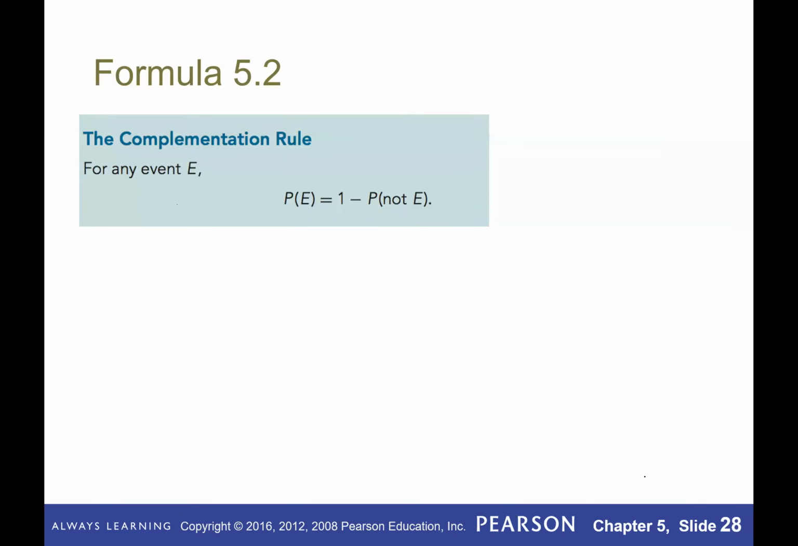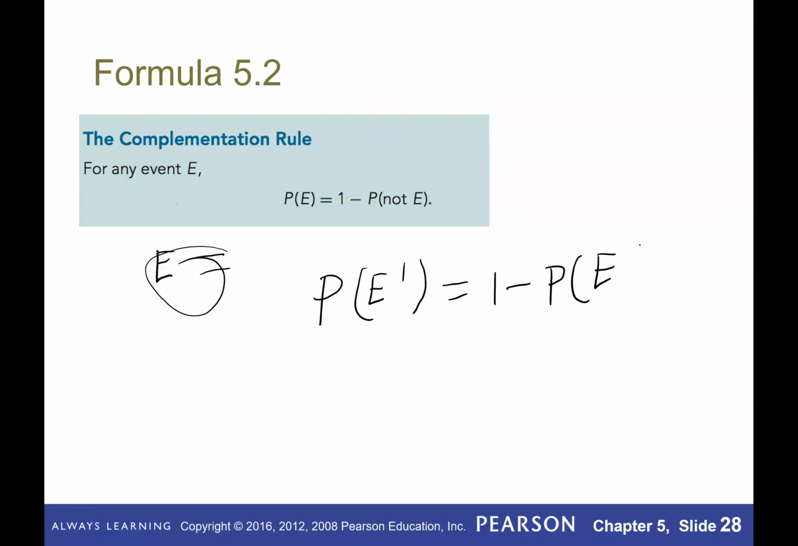So the first rule is the complementation rule. We've already discussed the complement of an event. If E is an event, then the complement is all the elements in S but E. In case of probability, the probability of E complement is equal to 1 minus probability of E, or probability of E is equal to 1 minus probability of E complement.